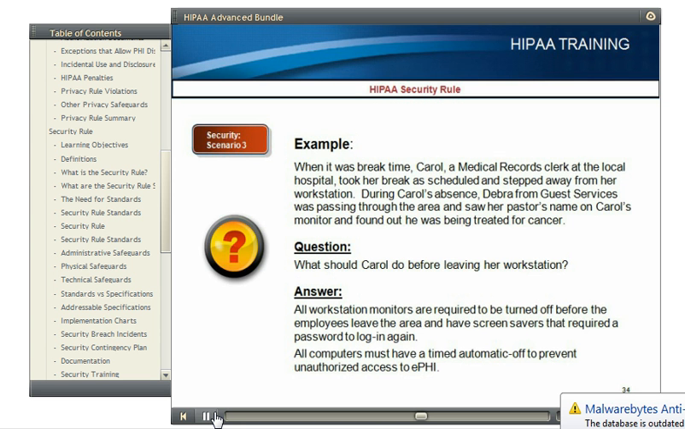Example: when it was break time, Carol, a medical records clerk at the local hospital, took her break as scheduled and stepped away from her workstation. During Carol's absence, Deborah from Guest Services was passing through the area and saw her pastor's name on Carol's monitor and found out he was being treated for cancer. Question: what should Carol do before leaving her workstation? Answer: all workstation monitors are required to be turned off before the employees leave the area and have screensavers that require a password to log in again. All computers must have a timed automatic off to prevent unauthorized access to ePHI.